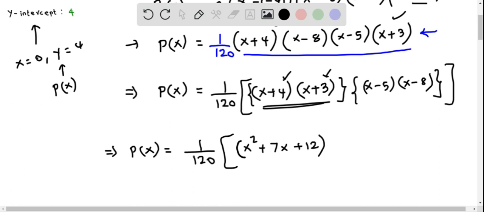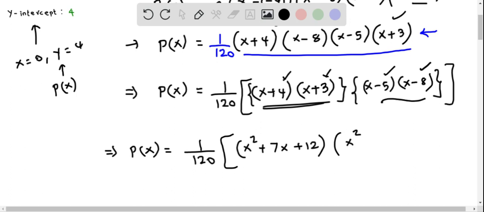So basically, when we multiply these two linear factors, we get a quadratic expression like this. We put x squared first, then we put the sum of the numbers with x, and then we put the last number as the product of the numbers, which makes it easy to multiply.